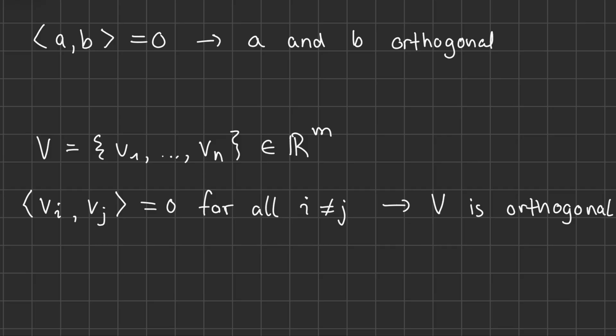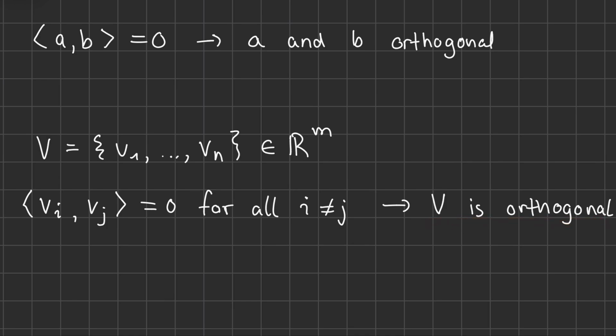So we have a collection of vectors v1 to vn, and we say that this set of vectors is orthogonal if each of the vectors is orthogonal to each other. Each of them meaning that unless they are the same vector, they are orthogonal to each other. So for all vi and vj, their scalar product is equal to 0 if i and j are not equal to each other. And then v is an orthogonal set of vectors.